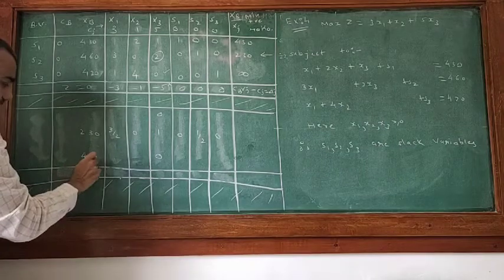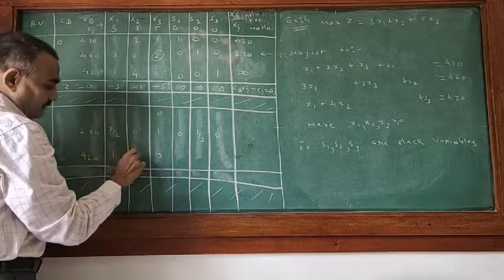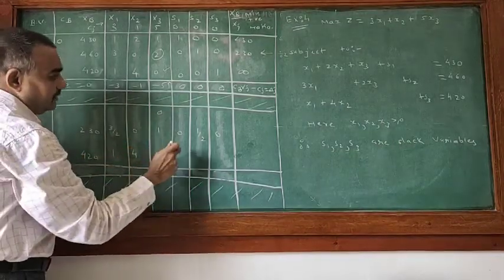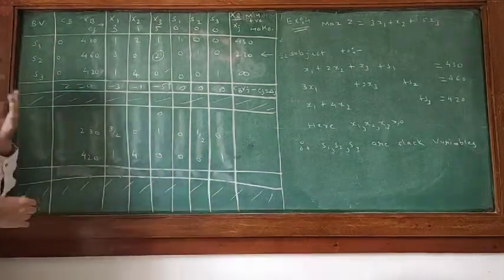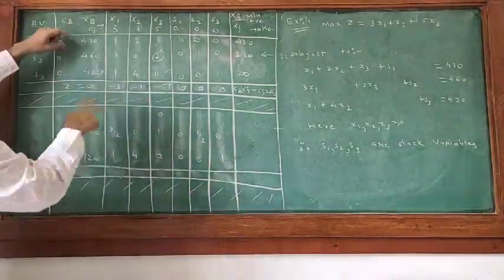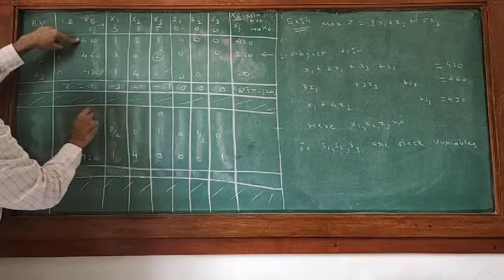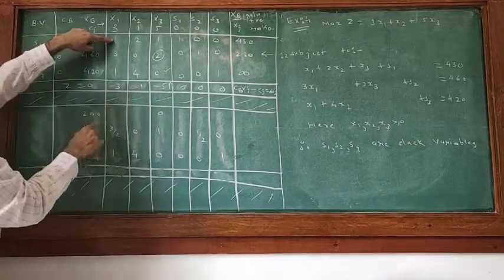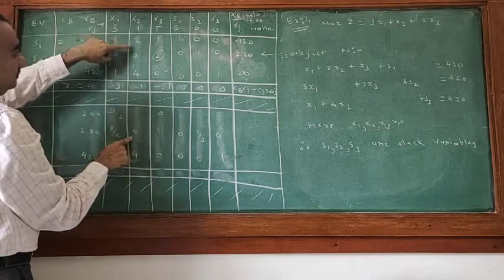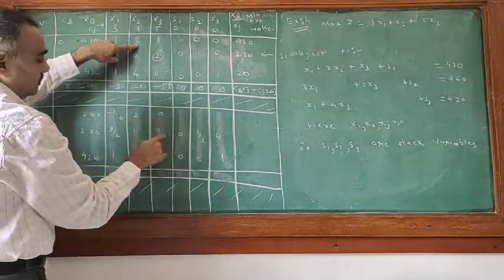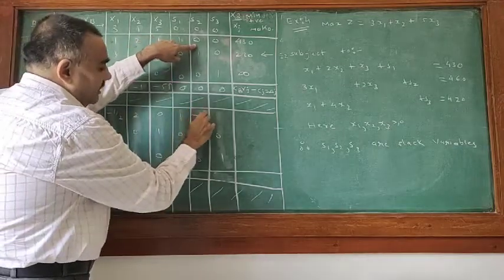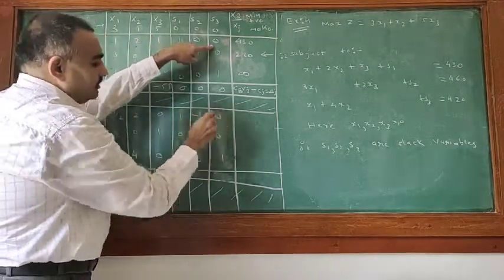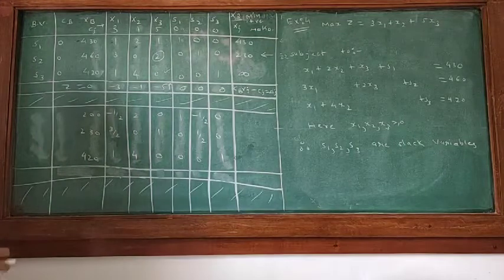Means it is 4, 0, 1, 4, 0, 0, 0, 1. Then I want 0 here. For that we have to subtract these two equations. So it is 200, minus 1 by 2, 2, 0, 1, minus 1 by 2 and 0. So this table is over.